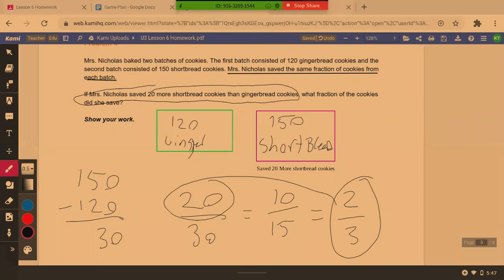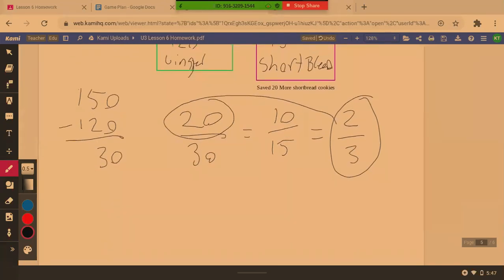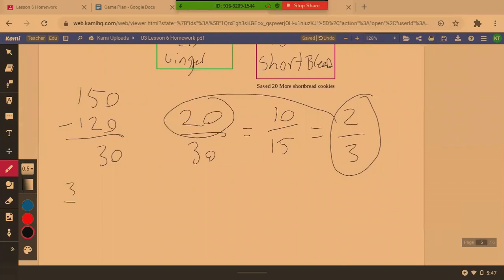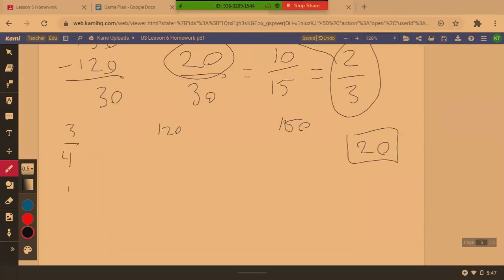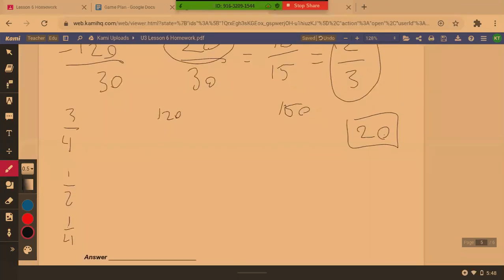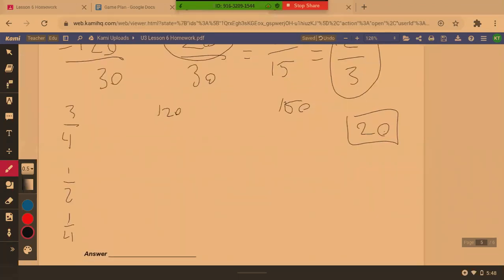Now, y'all could have done a trial and error. You could have done, okay, I'm going to multiply 3/4 and 120 and see what I get. And 3/4 times 150 and see what I get. And then if the difference between those two is 20, then I did the correct answer. And you could have done that for half, 1/4. You could have done it for all the fractions you wanted just to see. And so let's do that. Let's see what happens.